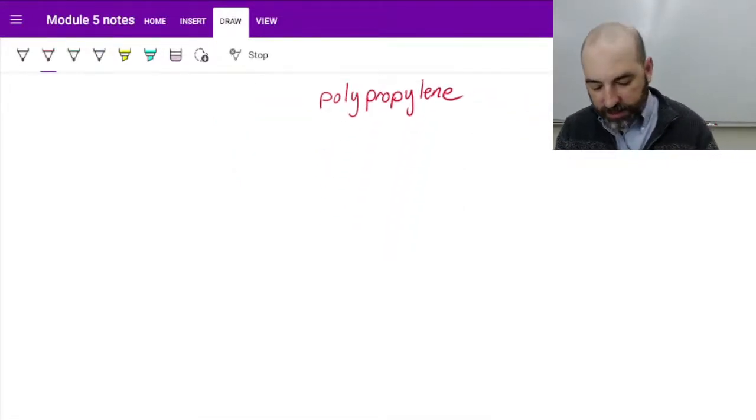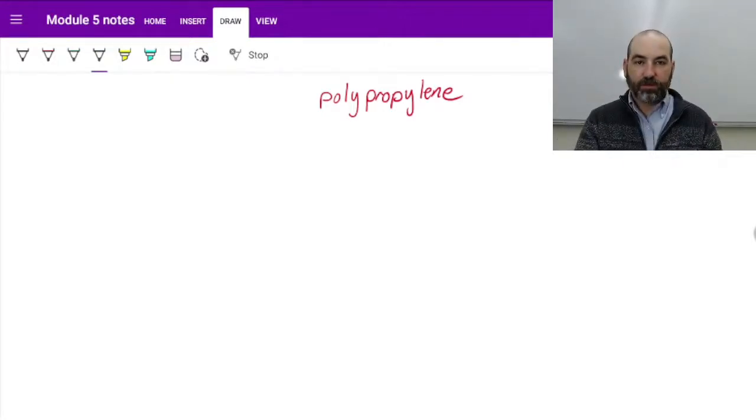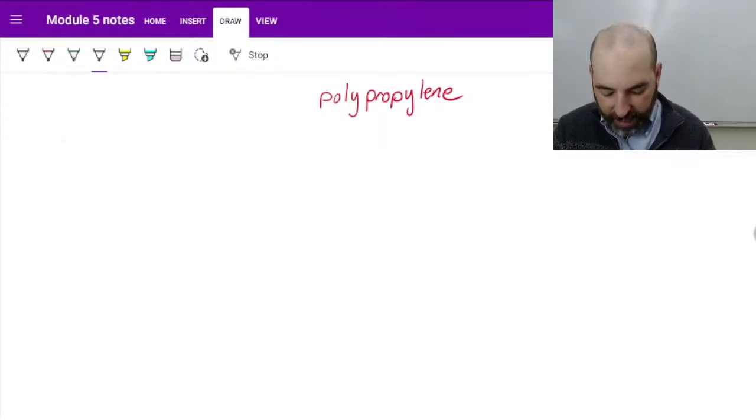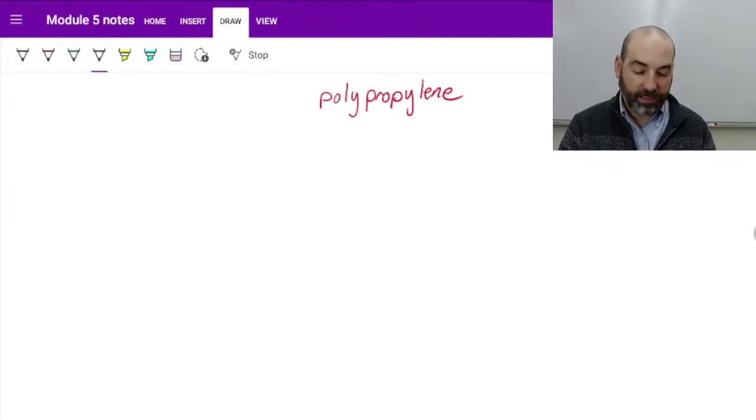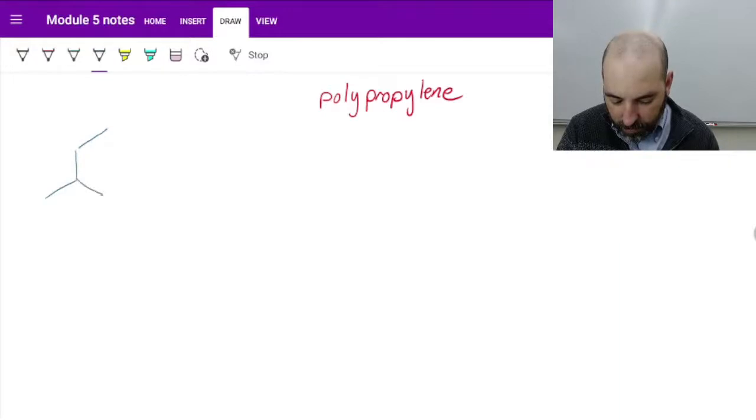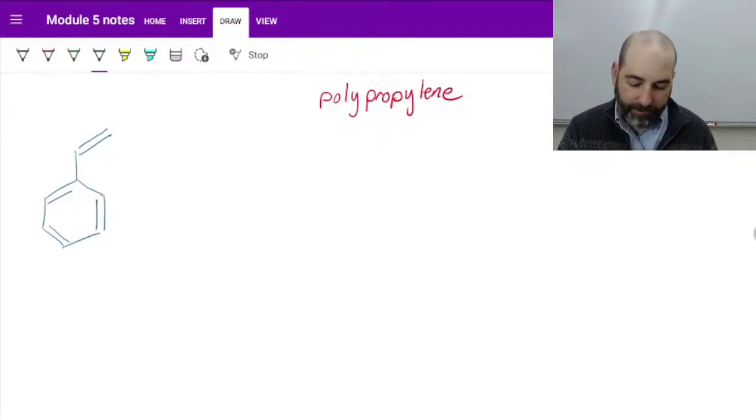All right, the last addition polymer we're going to look at is polystyrene, and this one we're going to do all inline structures, so we can practice that. So this one's a bit bigger. It starts with a bit bigger of a molecule. This is styrene.